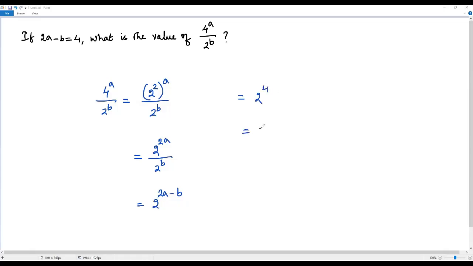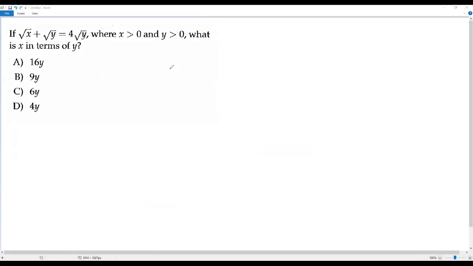2 to the power of 4 means we have to multiply 2 by itself 4 times. Here 2 times 2 is 4, 4 times 2 is 8, 8 times 2 is 16. Here I got the value of this expression 4 to the power of a divided by 2 to the power of b. Its value is 16. Here we have the next problem.